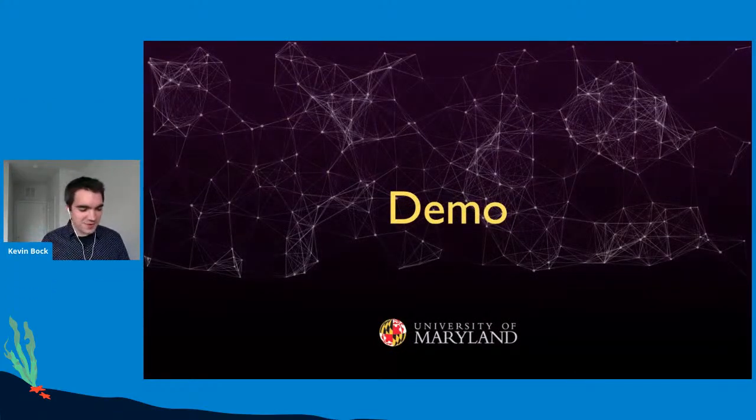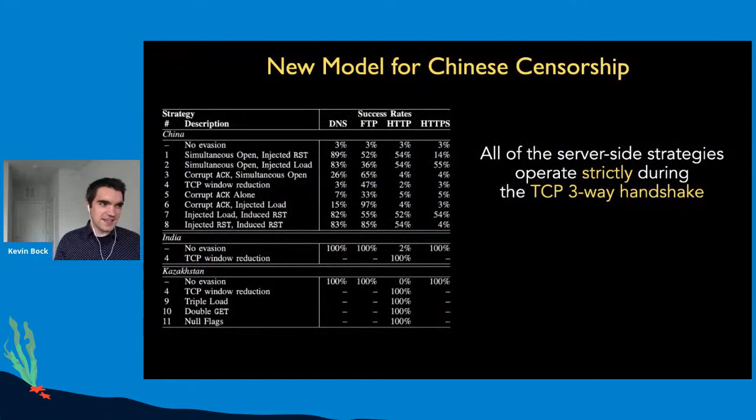So while we've been playing with these server-side strategies, it started to give us new insight into how these sensors operate and how they can work. I'll give you an example. This is just a table taken from one of our recent papers on this. It details the success rates of all of our various strategies for all the different protocols we tested against. And reminder, all of these server-side strategies operate strictly during the TCP three-way handshake.